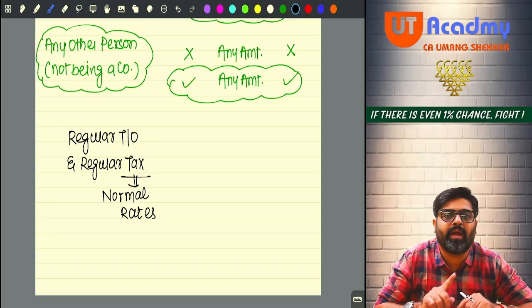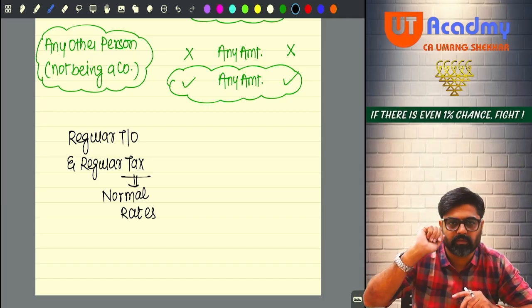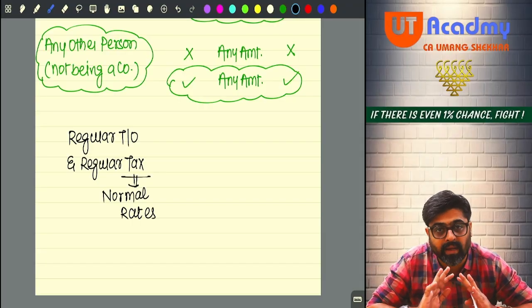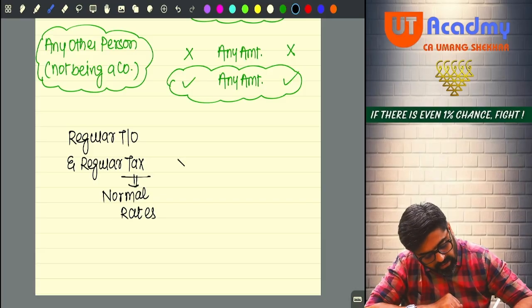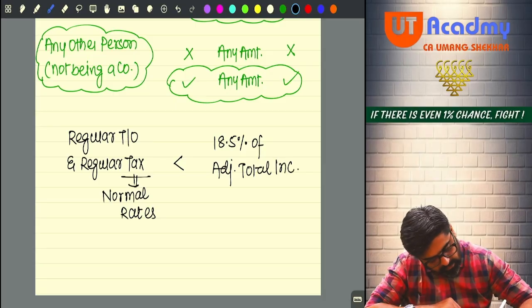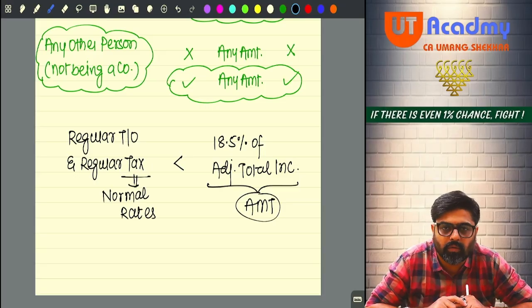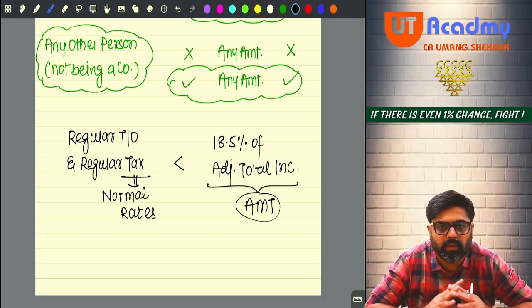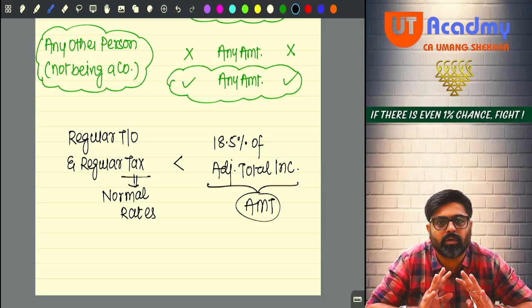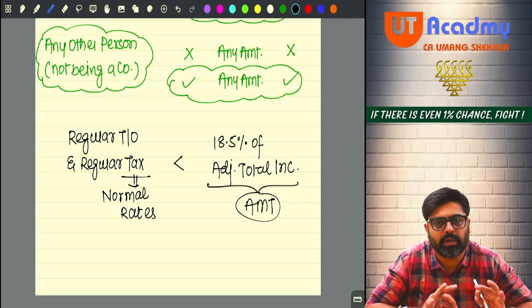But if you are an individual, HUF, AOP, BOI and AJP, after claiming these deductions, your total income should be more than 20 lakhs. Total income more than 20 lakhs. And on that, whatever tax you are calculating as per normal tax rates, if the tax calculated by you is less than 18.5% of adjusted total income, this is known as alternate minimum tax. What is the rate of alternate minimum tax? 18.5%. That rate you are supposed to apply on adjusted total income. By applying this 18.5% on adjusted total income, whatever amount you are getting, that amount is your alternate minimum tax.